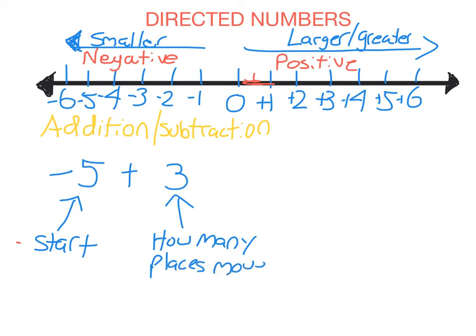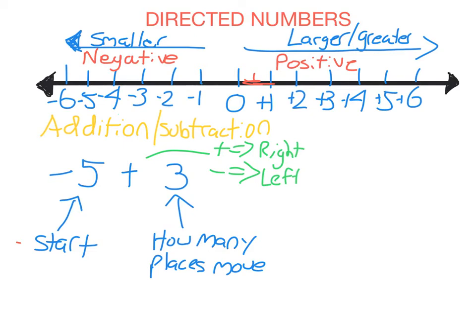Now, the addition or subtraction sign tells you the direction in which you're going to move. So if it is an addition, as it is in this case, that means you go to the right on the number line. If it is a negative sign, so that means you're subtracting, then that means you go to the left. So let's look at the number line above and do this.